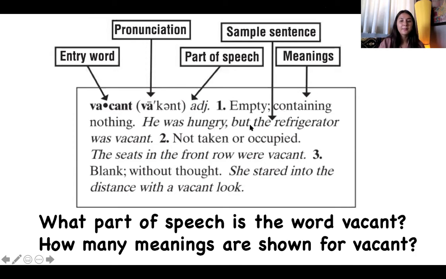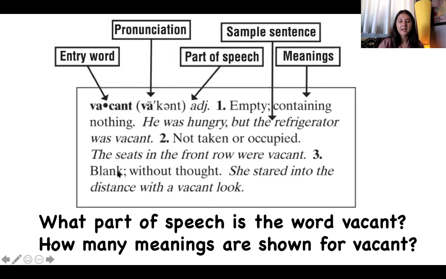He was hungry, but the refrigerator was vacant. The second meaning is not taken or occupied. For example, the seats in the front row were vacant. The other meaning is blank, without thought. She stared into the distance with a vacant look. So sometimes you can say that someone looks vacant, and that usually means that they're daydreaming or they're not focusing on the task at hand.